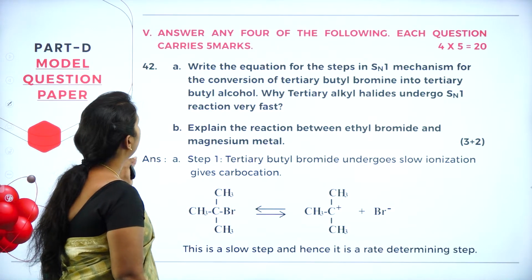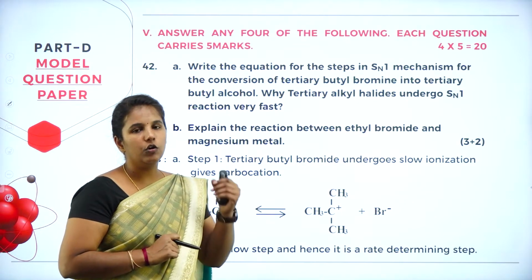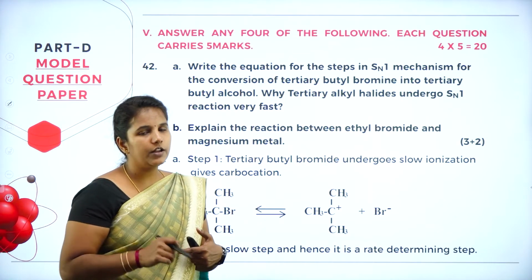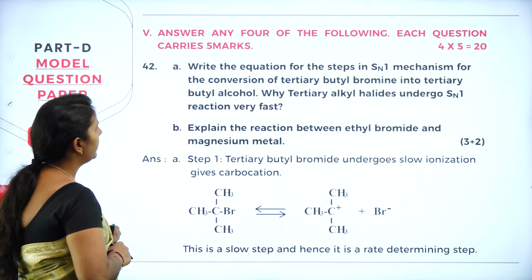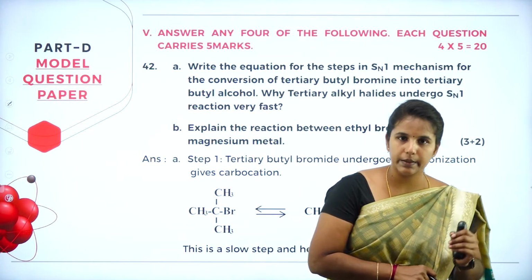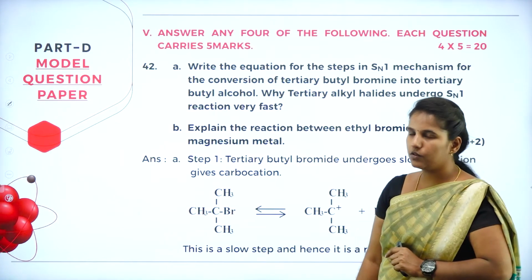Coming to the next question, the fifth main, again here you need to attend only 4 questions. Each question will carry 5 marks and you are going to get 20 marks from this. All of these questions will come from the organic chemistry part. The first question goes like this.